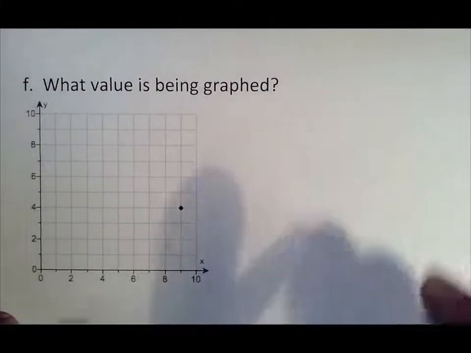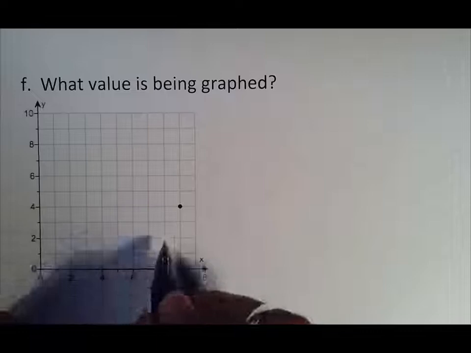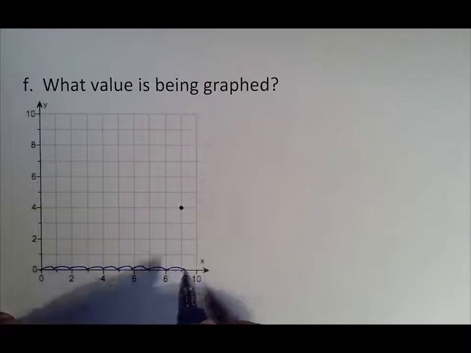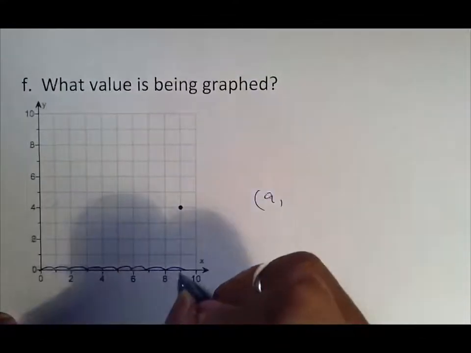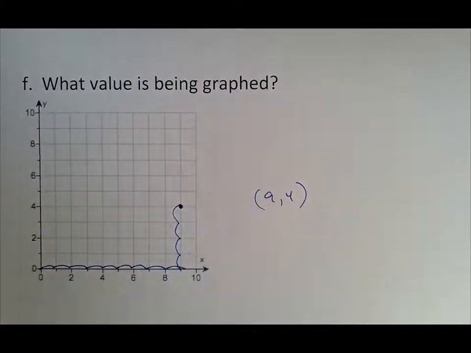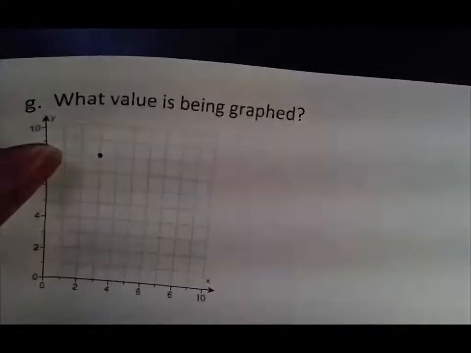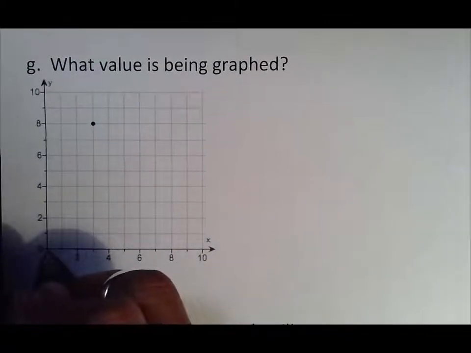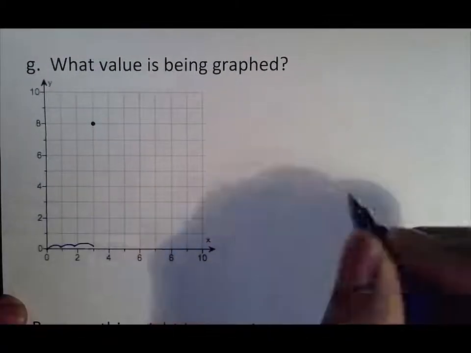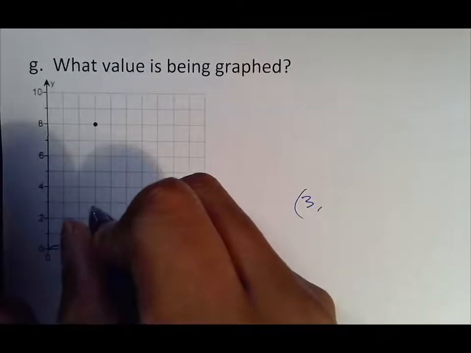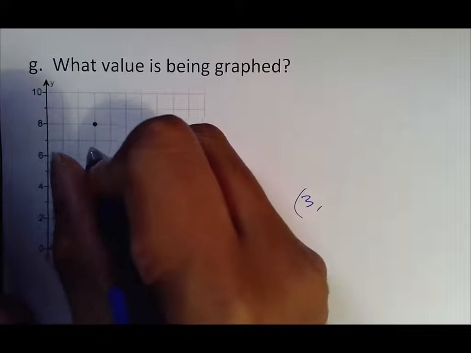What value is being graphed on this? Looks like I have to first get under it. So 1, 2, 3, 4, 5, 6, 7, 8, 9. And then up 1, 2, 3, 4 is your answer there. On this one, looks like to get under it, we go over 1, 2, 3, and then up 1, 2, 3, 4, 5, 6, 7, 8.